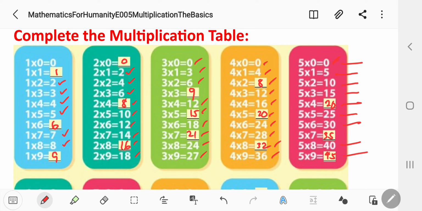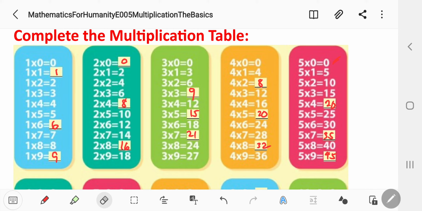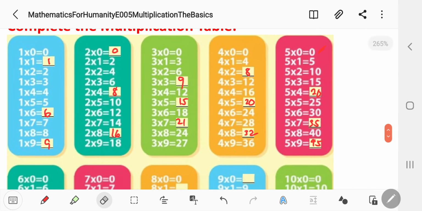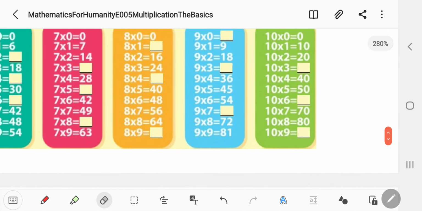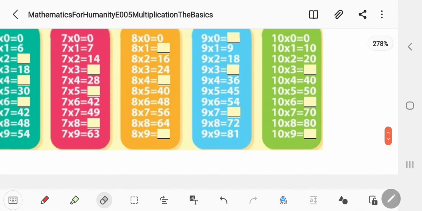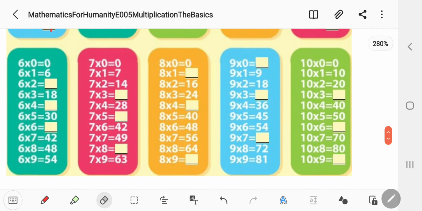So, was that easy? So, this is 16. The next are, these are the most important numbers that you can deal with in the multiplication.